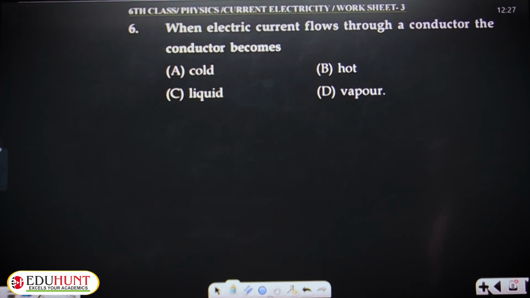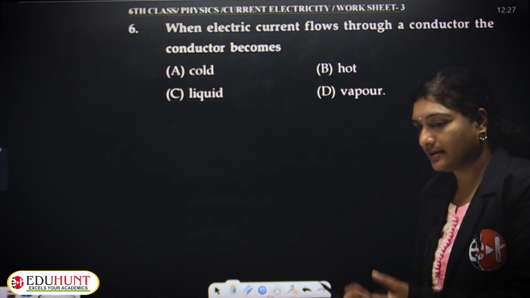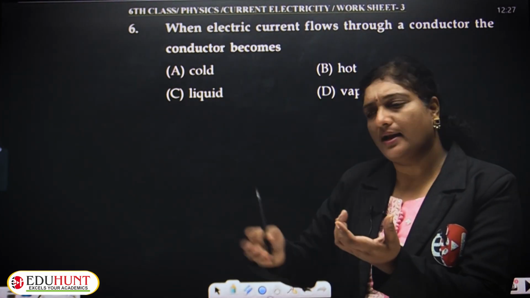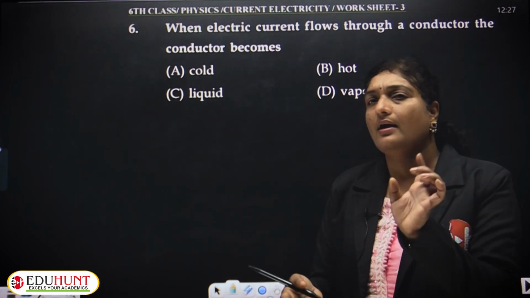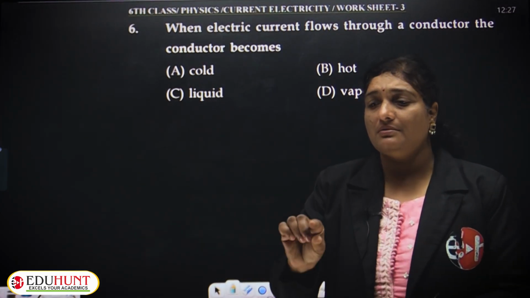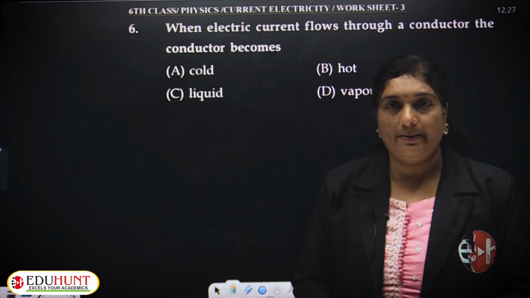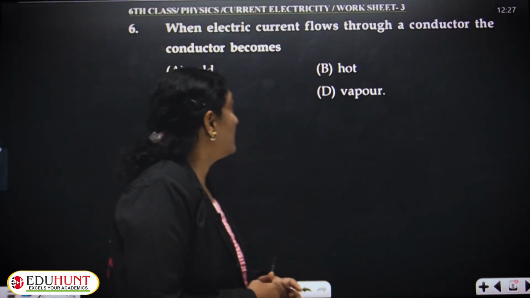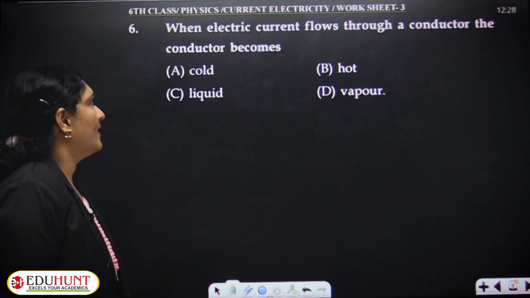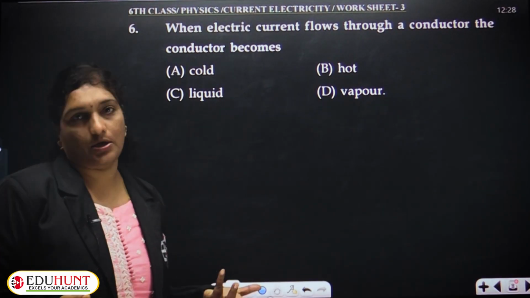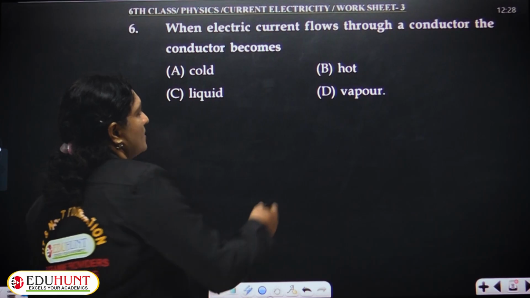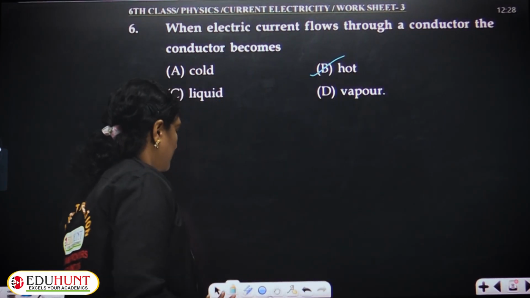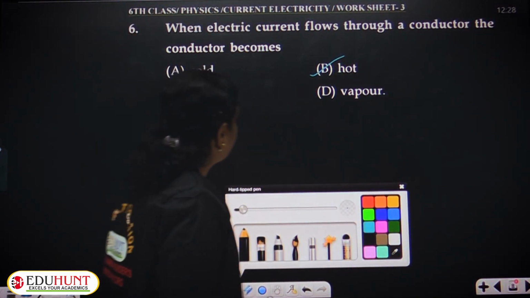Moving to the next question, when electric current flows through a conductor, the conductor becomes. Take a metallic wire and continuously supply electric current, and after a while what you observe is the wire gets heated up. The temperature of the wire increases. So, when electric current flows through a conductor, the conductor becomes hot. So, the option is the 4th option, that is the conductor becomes hot.